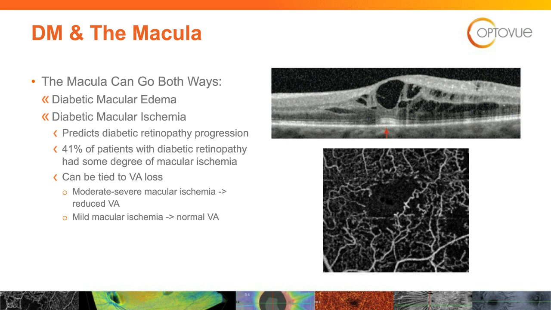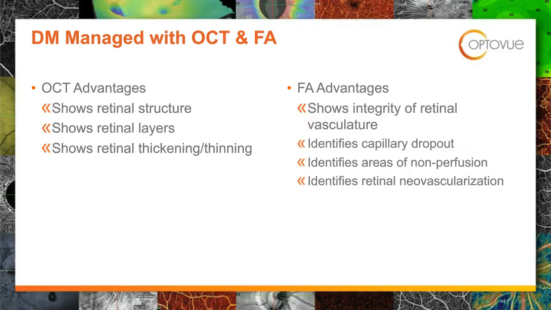So remember, the macula can go both ways, both edematous as well as thinning from that diabetic macular ischemia. What are the advantages of OCT and FAZ?